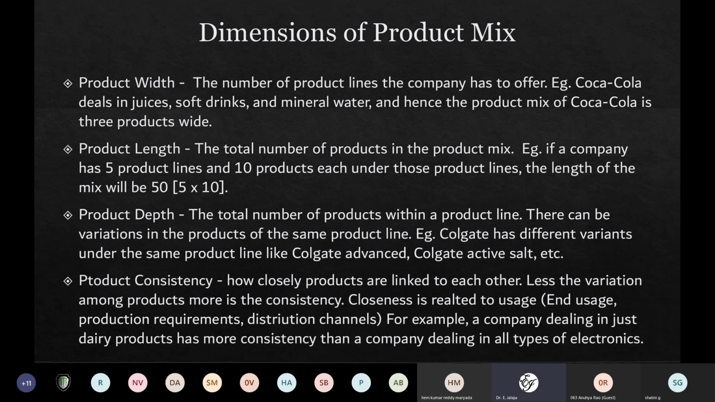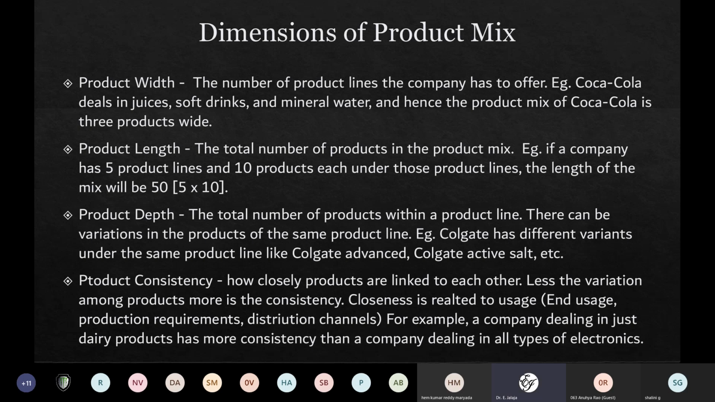Okay, width, length, depth, consistency. All these are there. Product line: one line, different types of products in one variant. Product width is the number of product lines a company offers. Length is the total number of products in a marketing mix, and the product mix is termed as product length. And depth means the number of products in one product line.